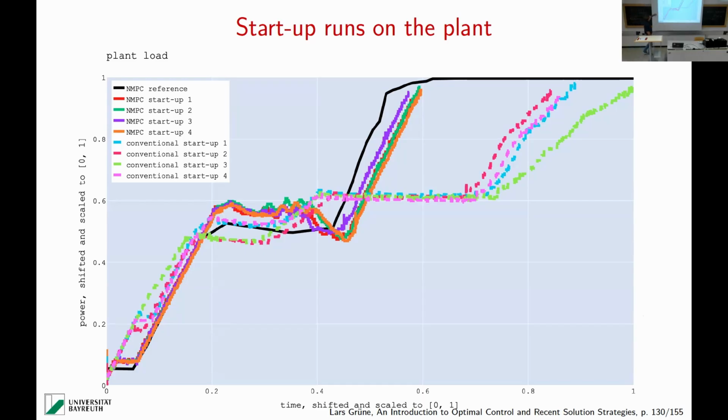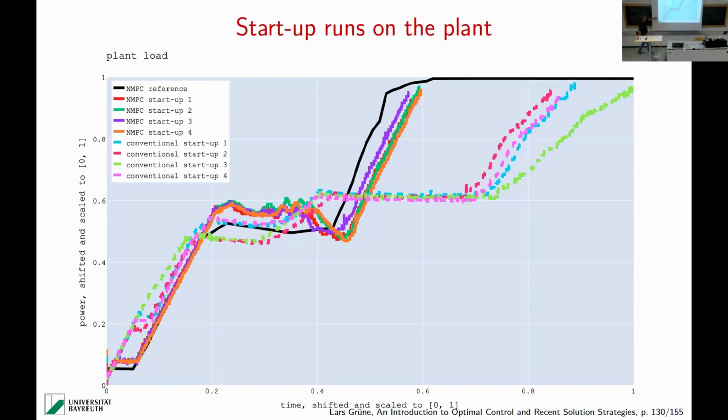And what you see here in all these pictures are the dashed lines, which are several runs of conventional startup as they did it before. This was designed by some engineers, not purely by hand, I guess, but based on experience. And the solid lines are the predictive control runs. So these are these ones here. And the black one is the reference that was computed beforehand that we would like to follow.